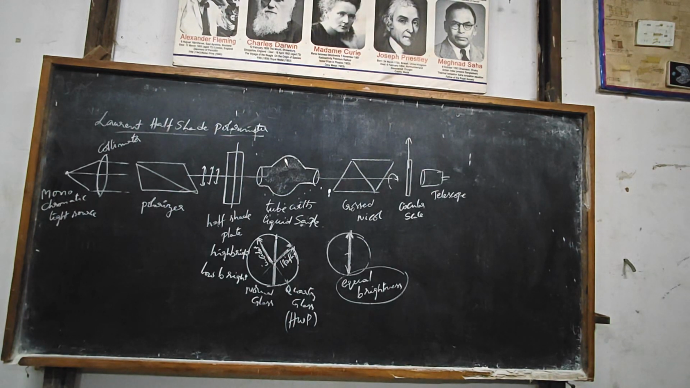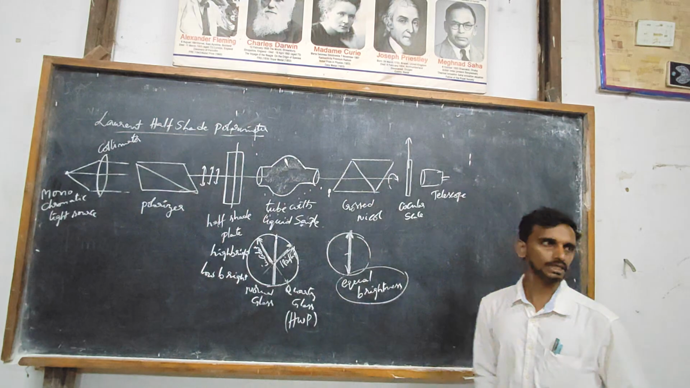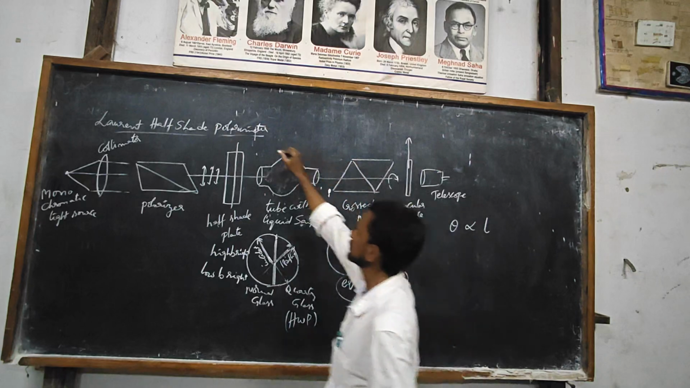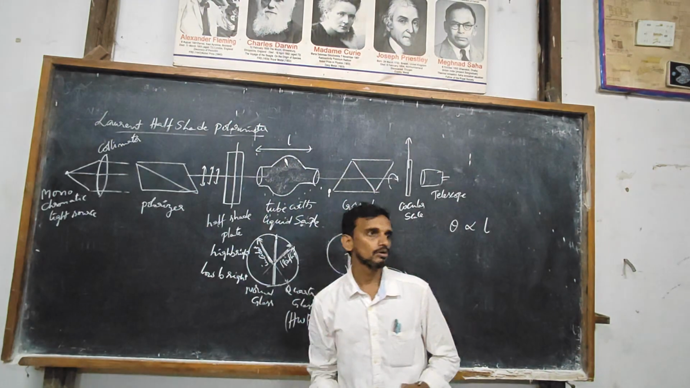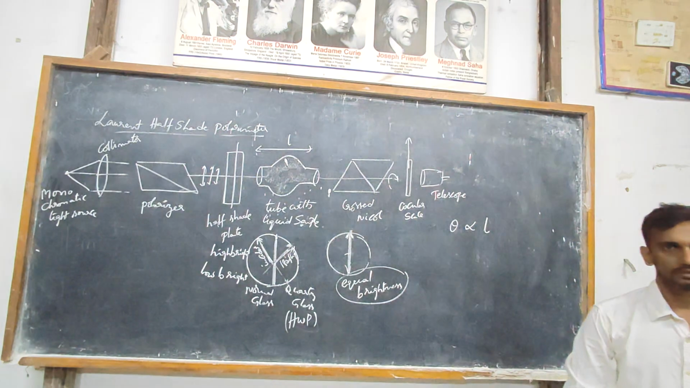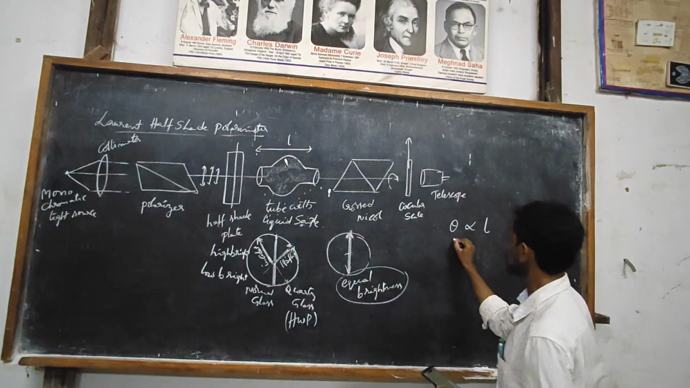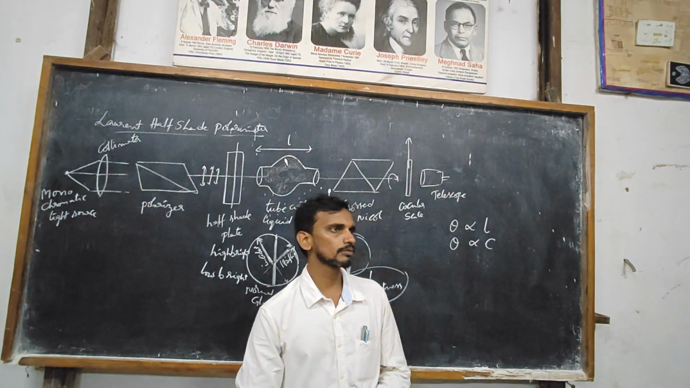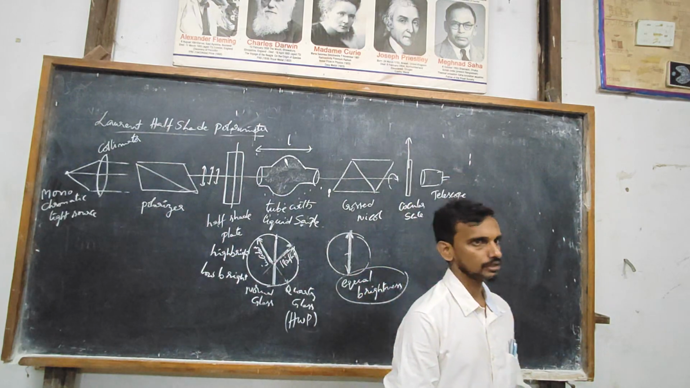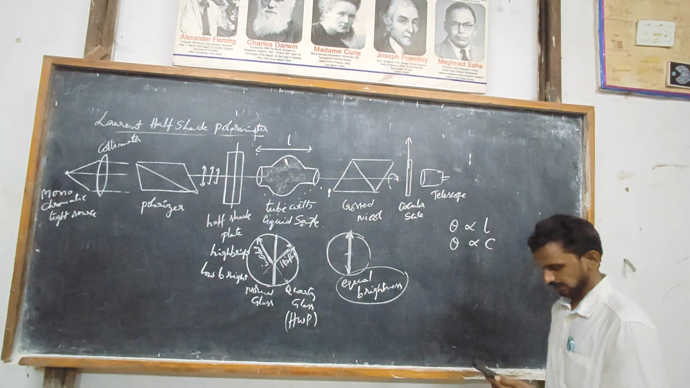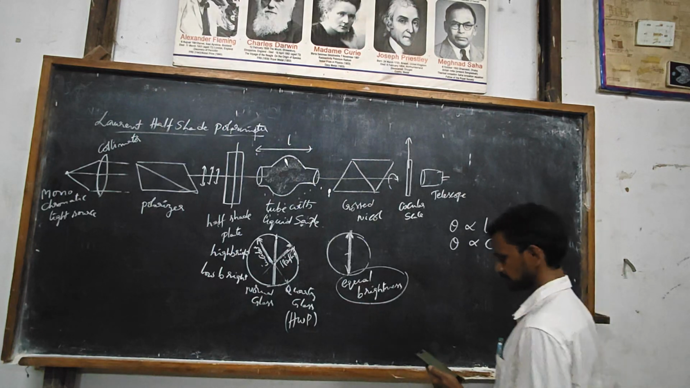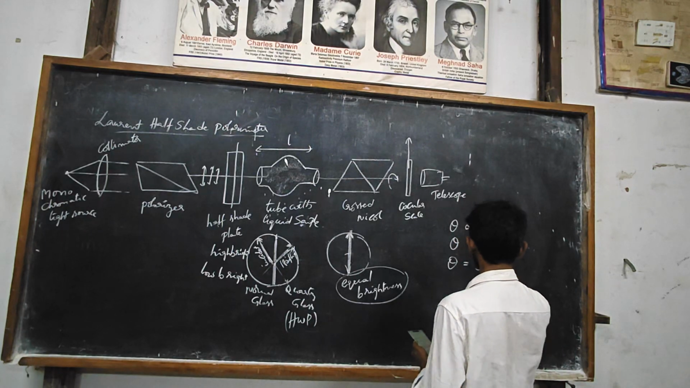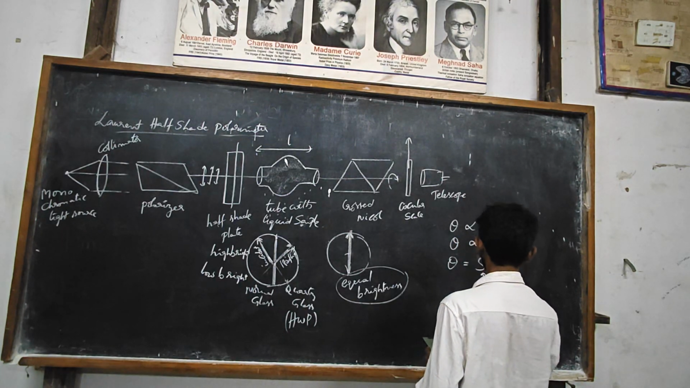So the angle of rotation produced by the liquid sample, theta, is proportional to the length of the tube. The more the length of the tube, the more the angle of rotation produced, and it is also proportional to the concentration of the liquid. The more the concentration, the more the material, the more the angle of rotation. So it is given by theta is equal to SLC. S is called specific rotation.